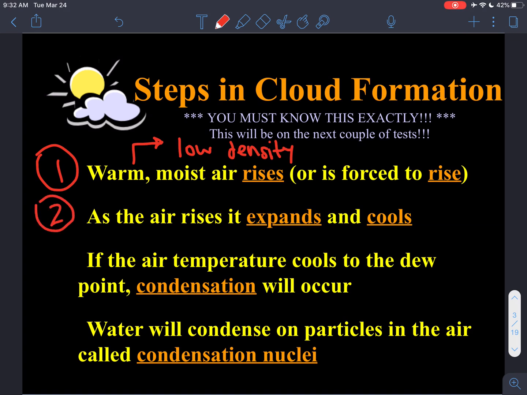The second step, because the warm air rises, as it rises, it expands and begins to cool. And again, this is because there is lesser pressure as you go up in elevation.